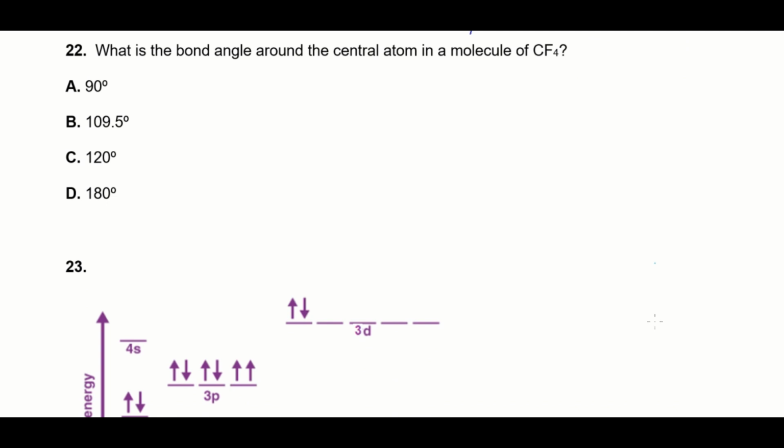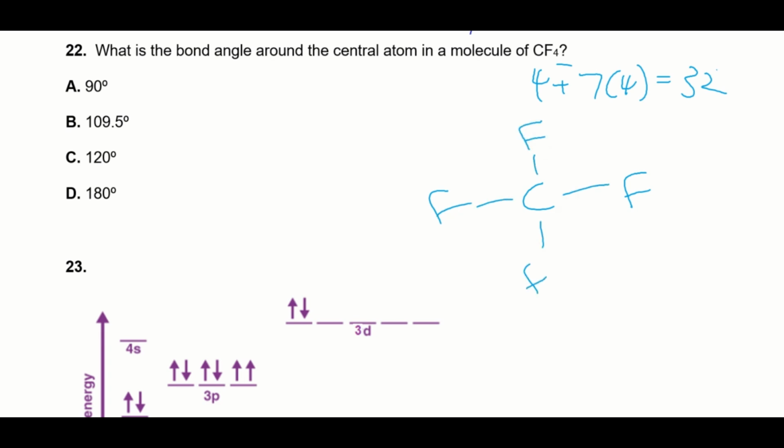All right, bond angles, CF4. Carbon, 4 valence electrons, fluorine 7 times 4, 28, so we've got 32. There's 8 of them in bonds. We've got 24 left. Put all 24 on these fluorines. All right, anyway, you might recognize right away that carbon already has 8 and can't have an expanded octet because it's in period 2. It's tetrahedral. It's 109.5 degrees.